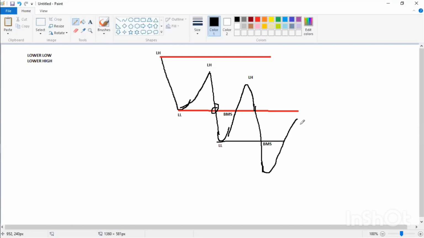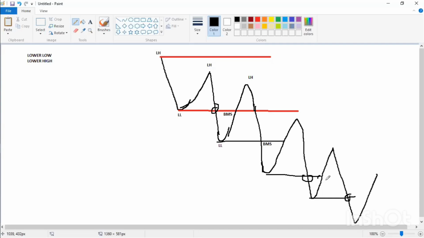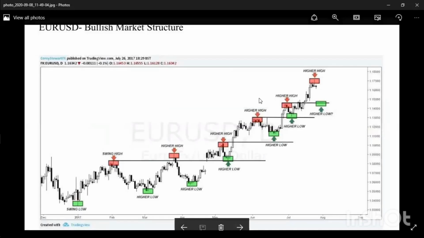So lower low, lower high, lower low, lower high, lower low, lower high. And these are all BMS here. This is the BMS. This is the BMS here. This is not a BMS. This is not a BMS. All right, so that's the downtrend. So we have, where's the example? All right, so these are the uptrend.